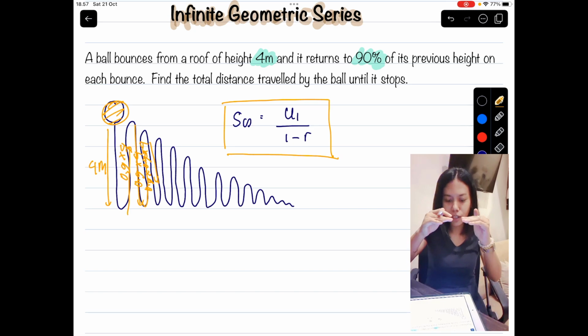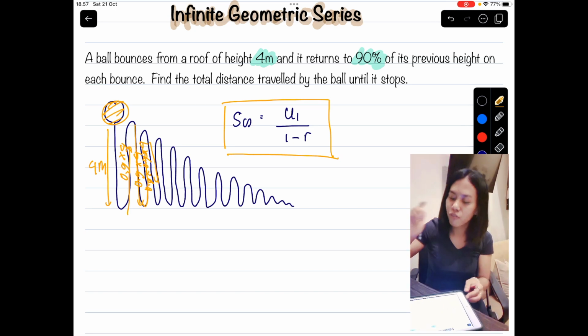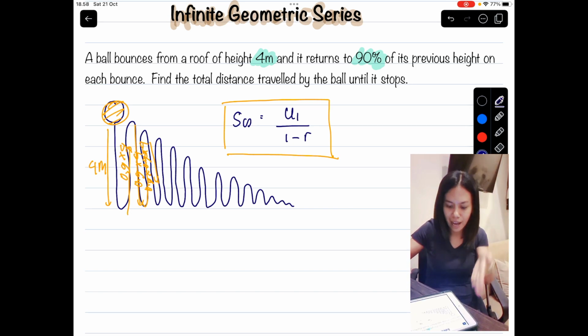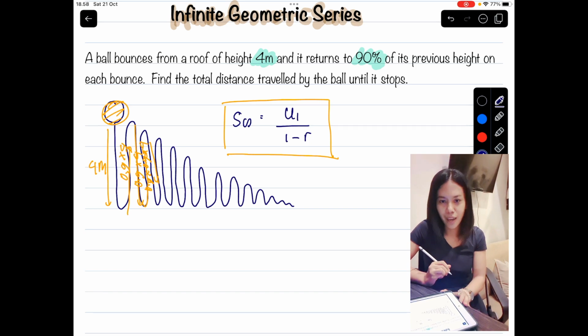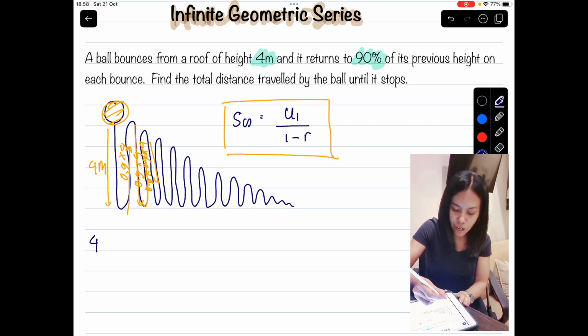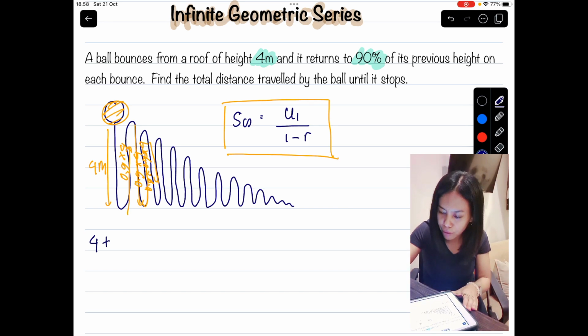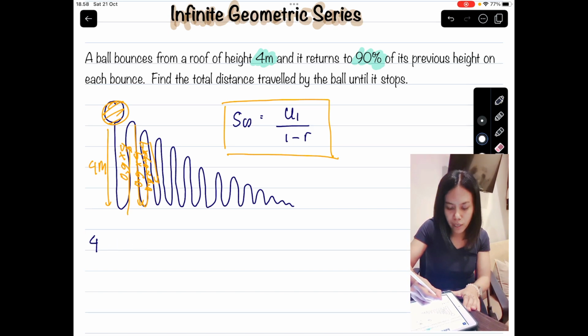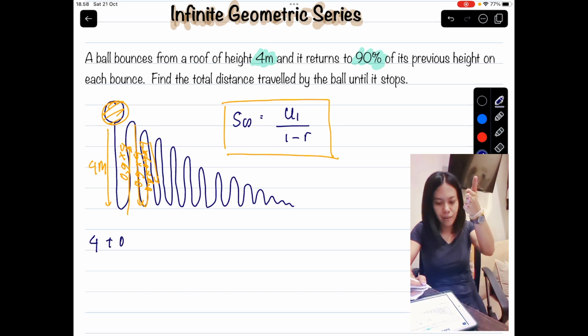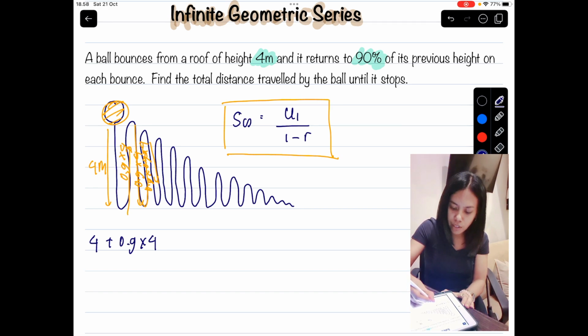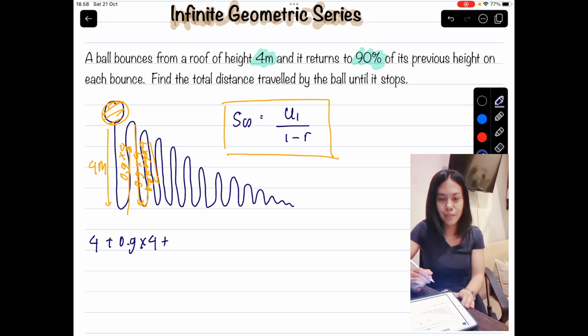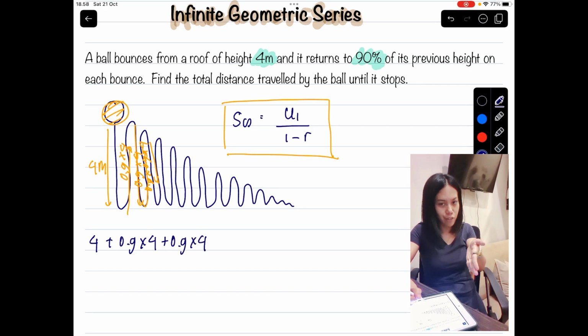So we're going to write it down. I'm going to change the color. First, the distance of it going down is 4 meters. And then it goes up, bouncing at 0.9. Oh, I'm going to erase, sorry, my plus is not good. So it's going to be plus 0.9 times 4 meters. And it's going to go down again with the same distance as it going up, which is another 0.9 times 4 meters. That's the going down after the first bounce.